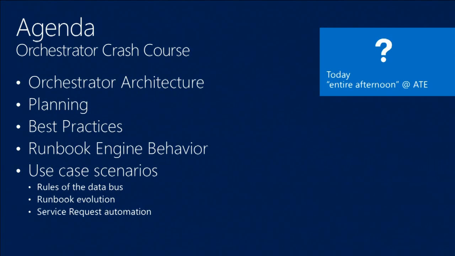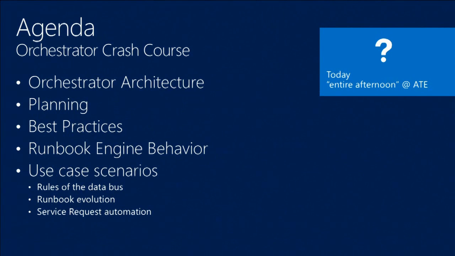So our agenda today, we'll begin with a quick look at Orchestrator architecture. I think you'll find that Orchestrator, architecturally speaking, is quite simple and easy to implement. We'll also talk about planning. So definitely, before we begin developing our runbooks, there are some questions we must ask and answer to ensure that we are automating the right processes in our environment.